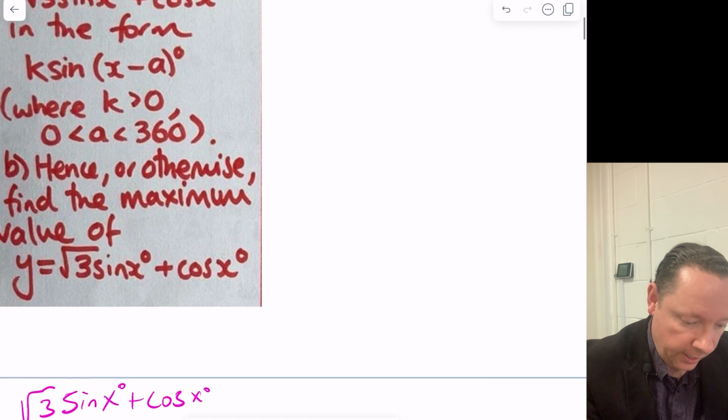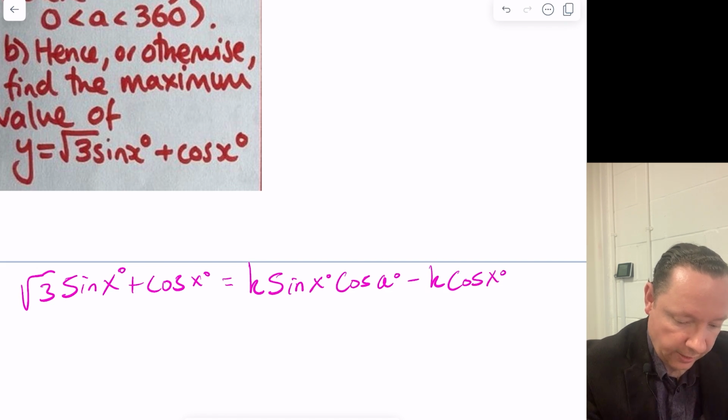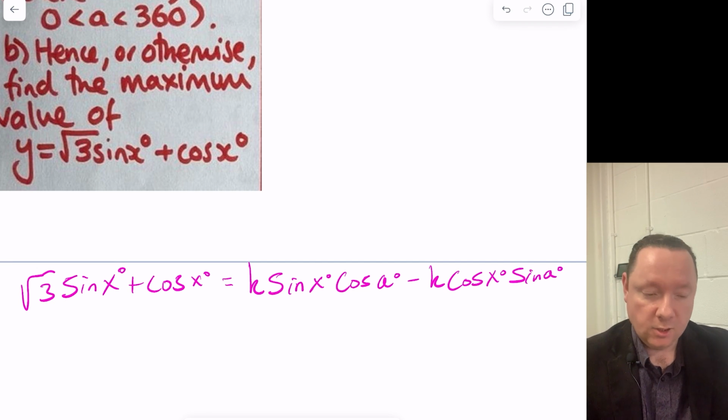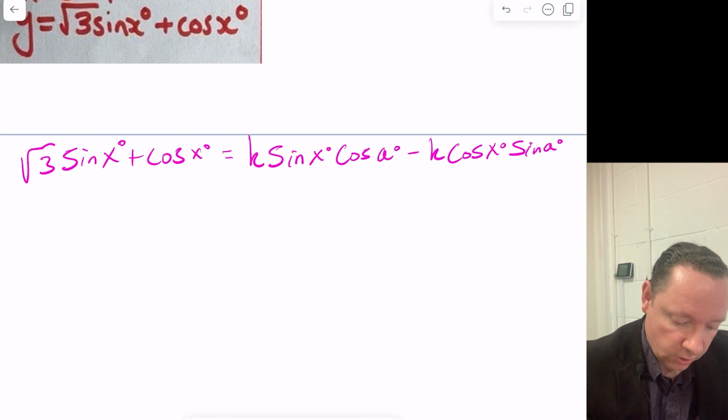equals k sin(x minus a). So k sin x cos a minus k cos x sin a. That's just straight from the start of the exam paper for k sin(a minus b). Yep. So now we compare the coefficients. So some people write it underneath. I use a different coloured pen.